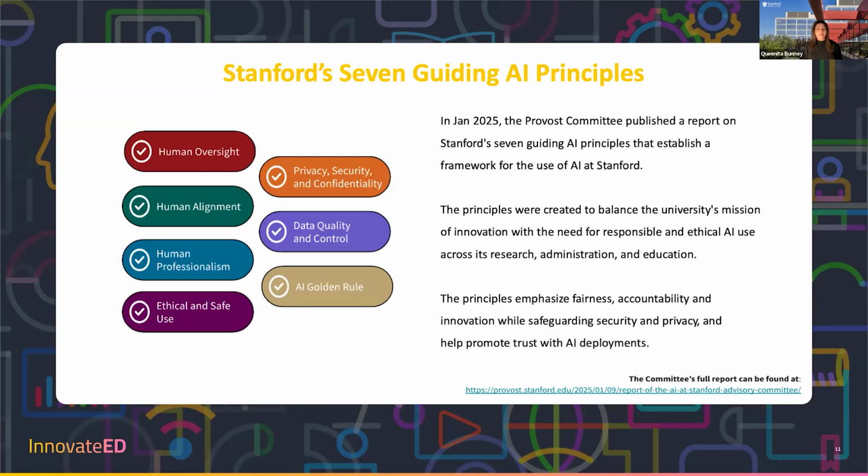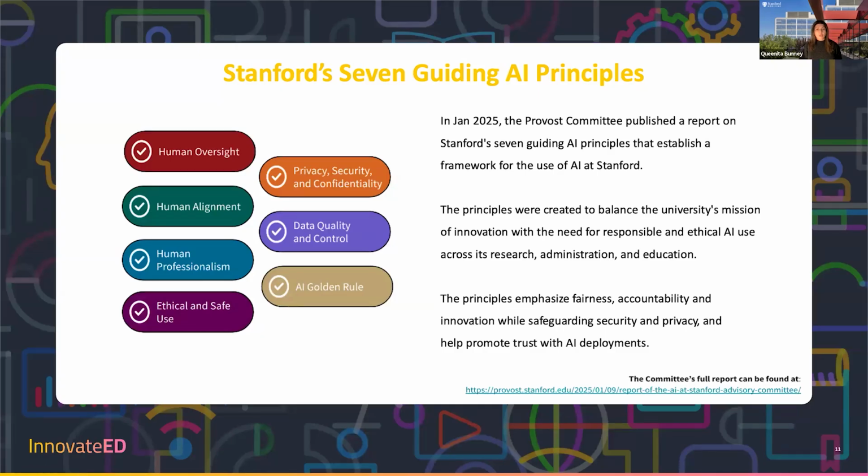The principles emphasize fairness, accountability, and innovation while safeguarding the security and privacy of data, and also help promote trust with our various AI deployments. If you're interested in the full report, I have a link at the bottom here, so that lists not only these 7 principles, but lots of other information within the report.